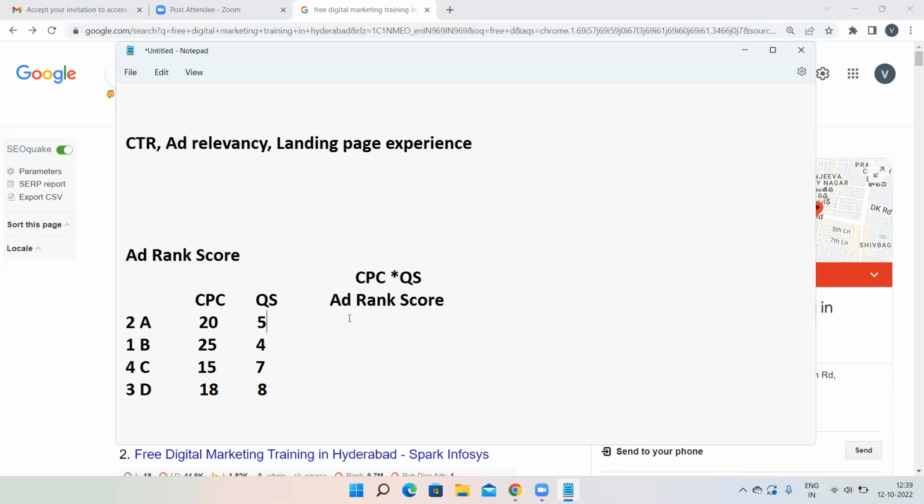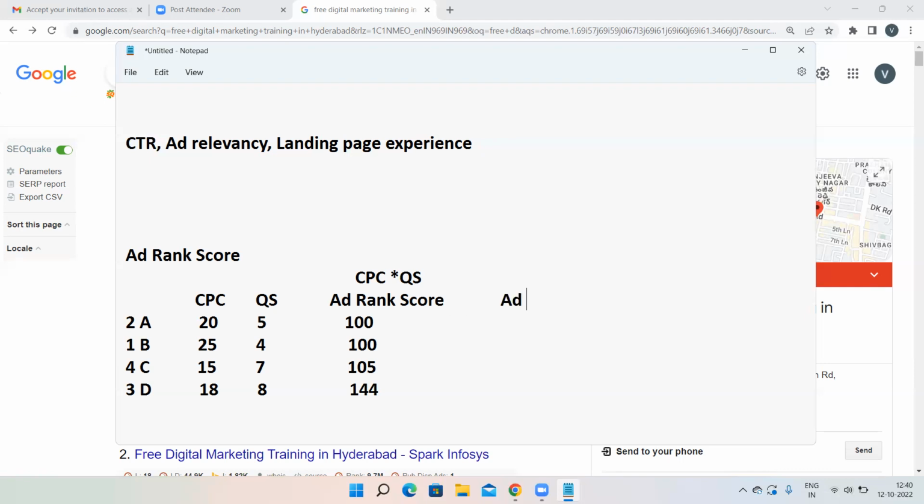100, ma'am. Then B. First one. B also 100. One second. Is it 144? Am I right, guys? 144? Yes, ma'am. So ad rank score is nothing but CPC into quality score. So simply I have multiplied and I have given the numbers.